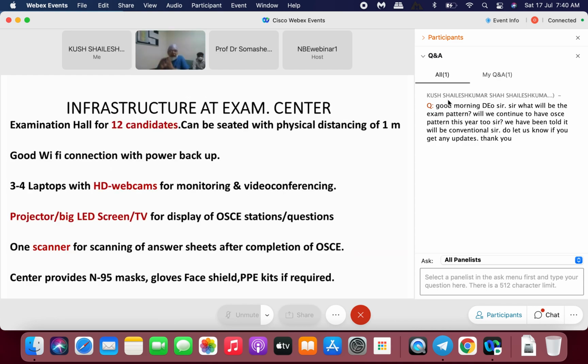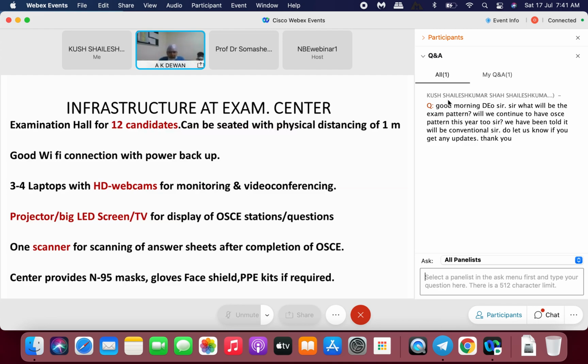So what is the infrastructure available at the examination center? The examination hall is there to have just 12 candidates. And they are seated with a physical distance of at least 1 meter. And there's a good Wi-Fi connection with power backup. And there are 3-4 laptops with HD webcams for monitoring and video conferencing. So you are being watched constantly, and there is a projector or a big LED screen or a TV for display of OSCE stations or questions. So it will be a big hall.